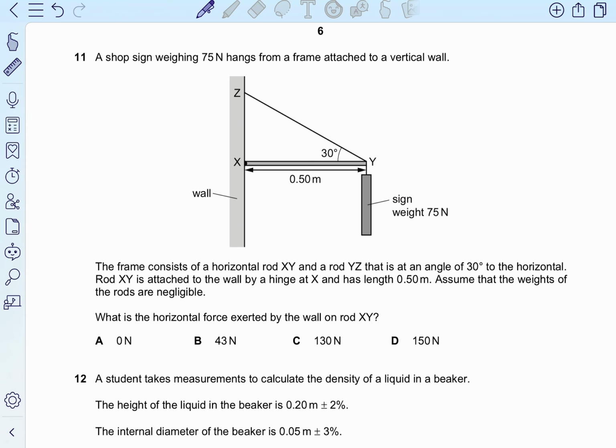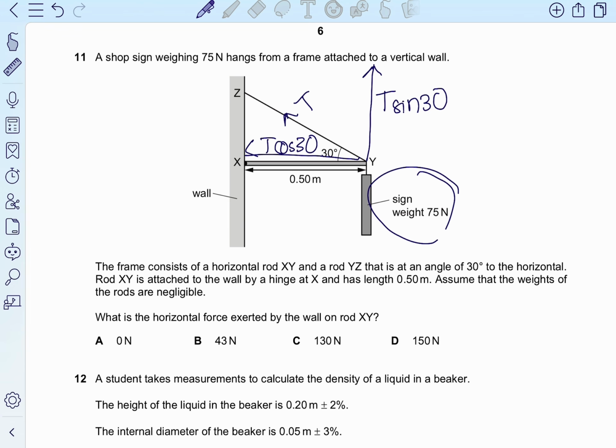So basically for this rod XY there are two forces acting. There is the weight of the sign, which is over here, and there's a tension force which is basically holding it. Now this tension force would have two components. There would be T sin 30, and there would be T cos 30. Our main aim is to find T sin 30 so that we can find T cos 30, because T cos 30 is the force that is acting from the rod on the wall, which would be the same as from the wall on the rod, applying Newton's third law.